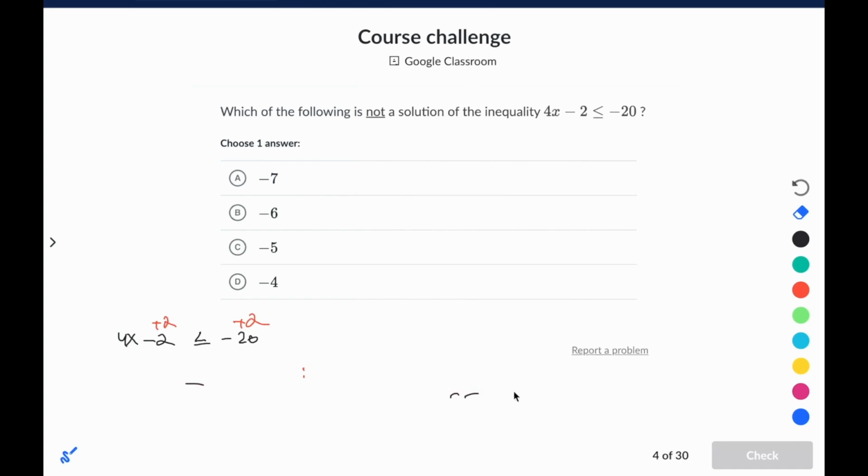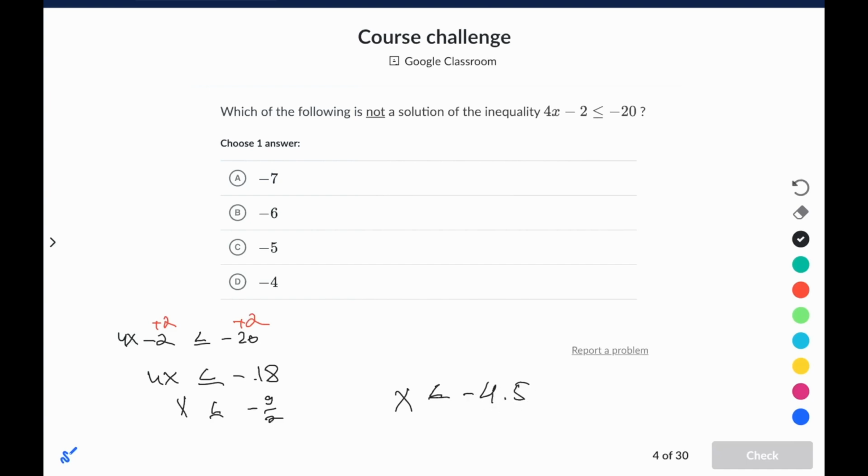Let's erase this really quickly. So we need to add 2. So that will be 4x. So negative 20 plus 2 is going to be negative 18. Okay. And now we can divide. So x is going to be less or equal to negative 9 over 2, which is the same thing as x is less or equal to negative 4.5.